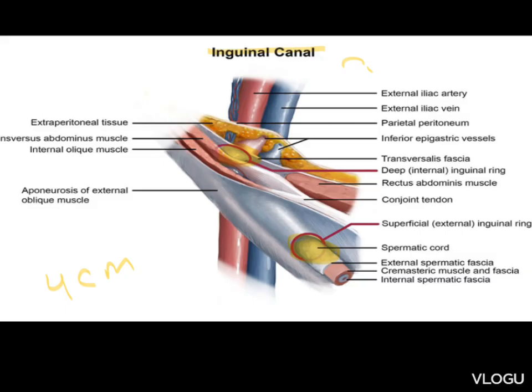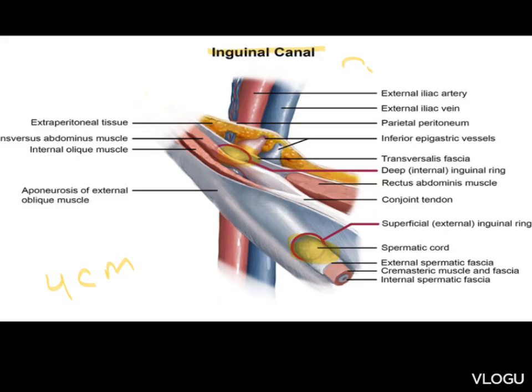These boundaries: in the anterior wall of the inguinal canal, you can see the external oblique aponeurosis and the internal oblique muscle. Okay, these are the anterior wall of the inguinal canal. One is the external oblique aponeurosis and the other is the internal oblique muscle.